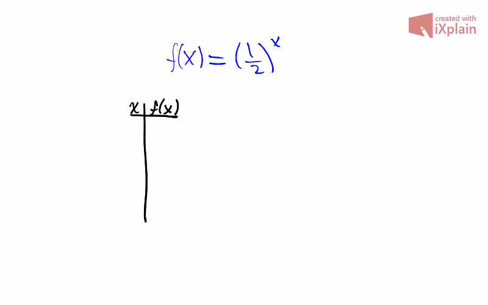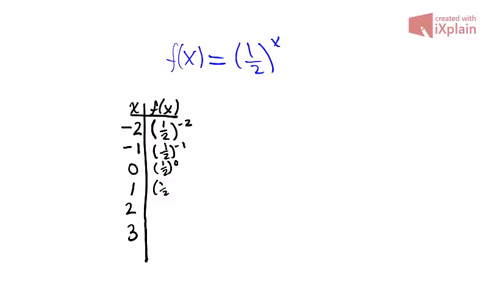And we're going to do -2, -1, 0, 1, and 2. And I guess for kicks and giggles, we'll do 3. Basically here, we're going to take 1/2 and plug in -2, then take 1/2 and plug in -1. Then 1/2 to the 0 power, 1/2 to the first, 1/2 squared, and 1/2 cubed.